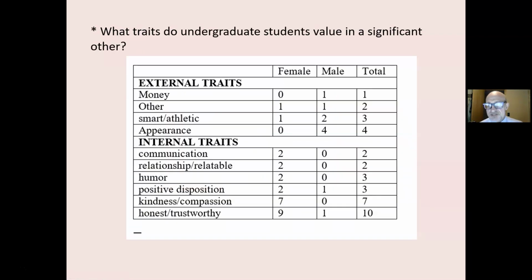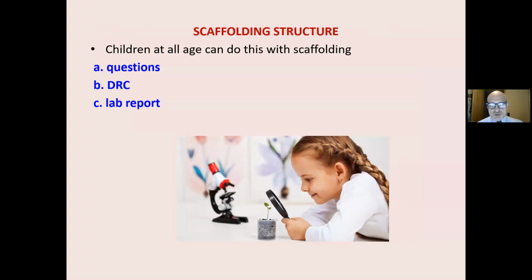Here's a good one. We're doing this with my undergraduate class. What traits do undergraduate students value in a significant other? We actually did this with one of my classes. It was an example of inductive analysis. We looked at the groups, and this is the data. Ask the question, gather the data, use the data to answer the question. More on that later.